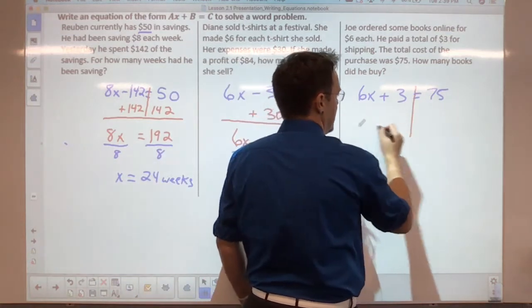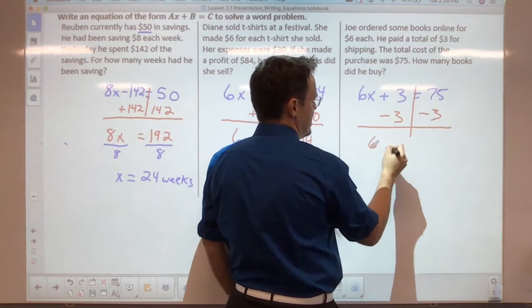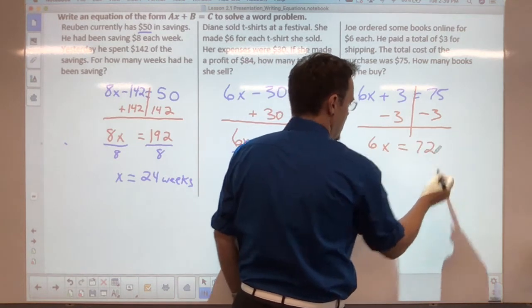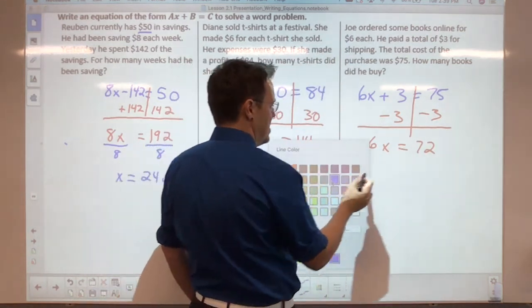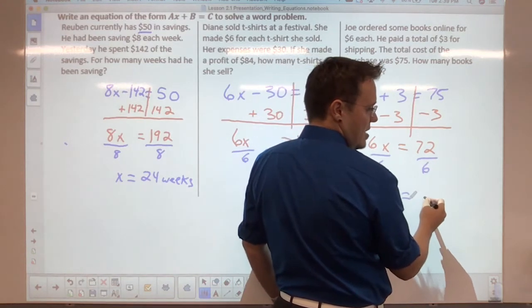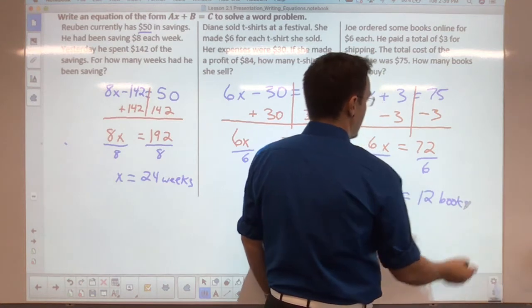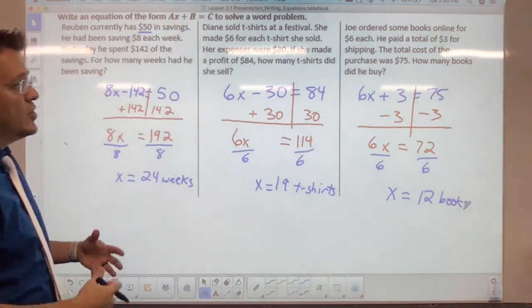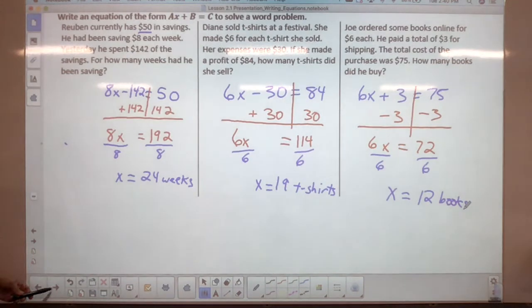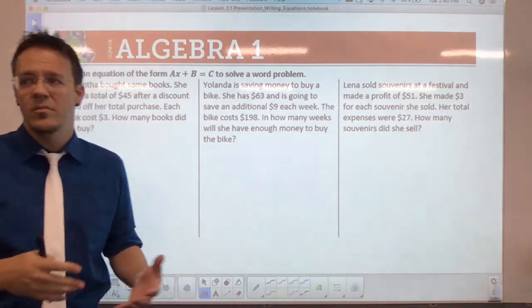Same thing: split the equation in two, subtract the cost from both sides, and it'd be 6x equals 72. Then you simply divide both sides by 6, and you would see that the young man bought 12 books. Hopefully you understand. This is the beginning of how we're going to do it. What I want you to do is run through these three real quick and solve them on your own.